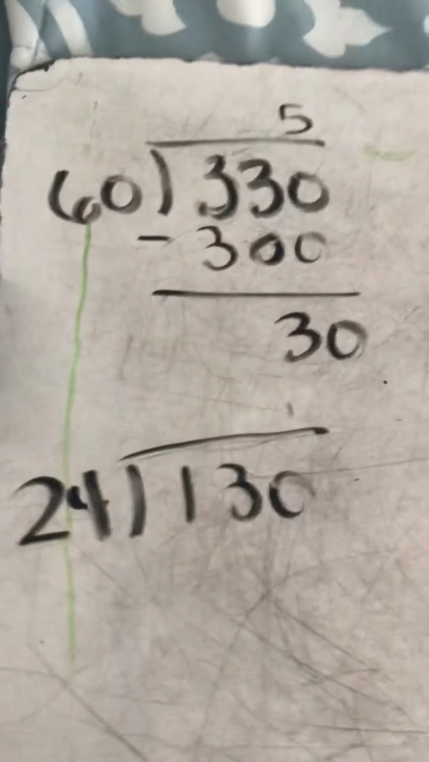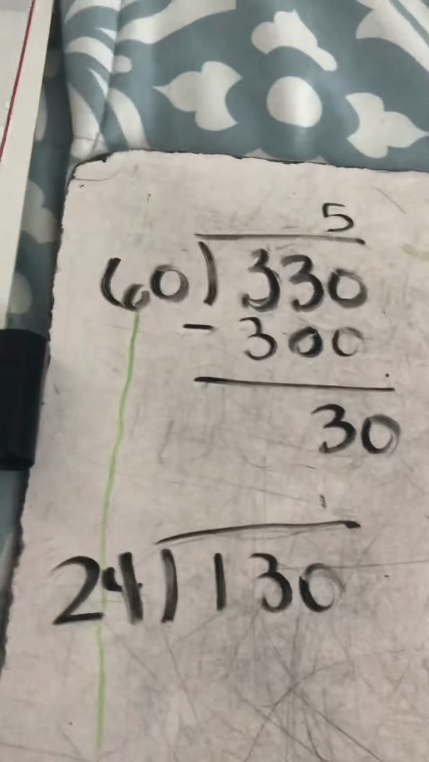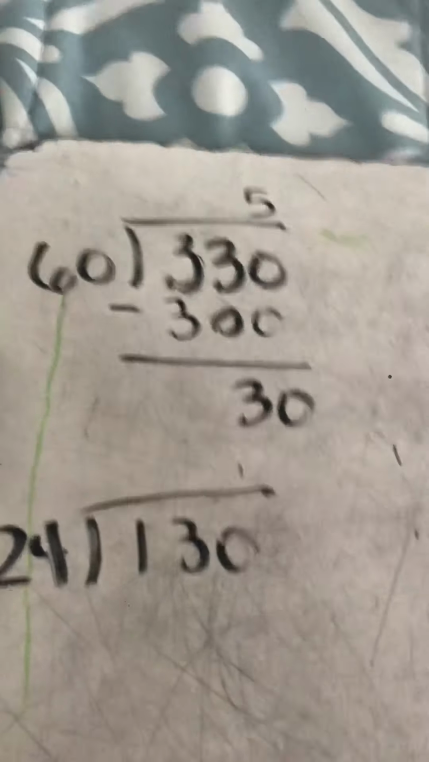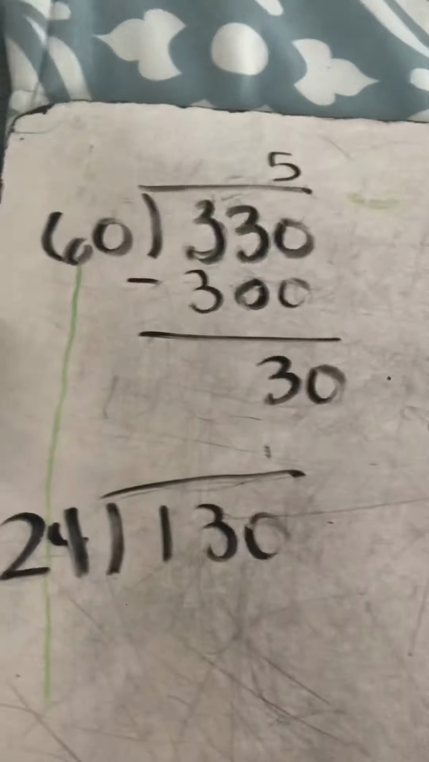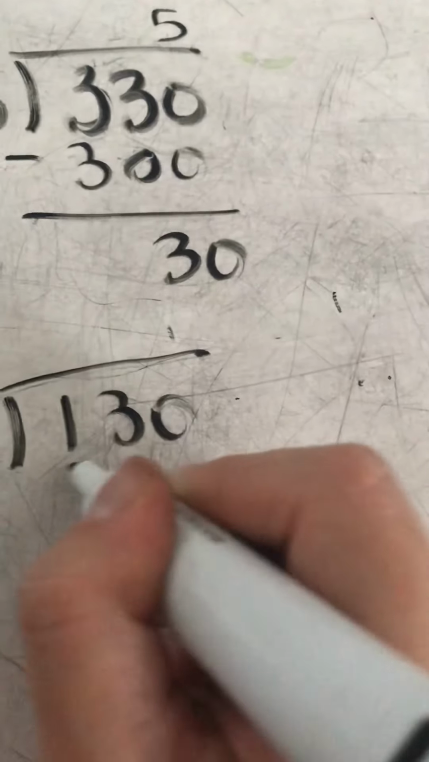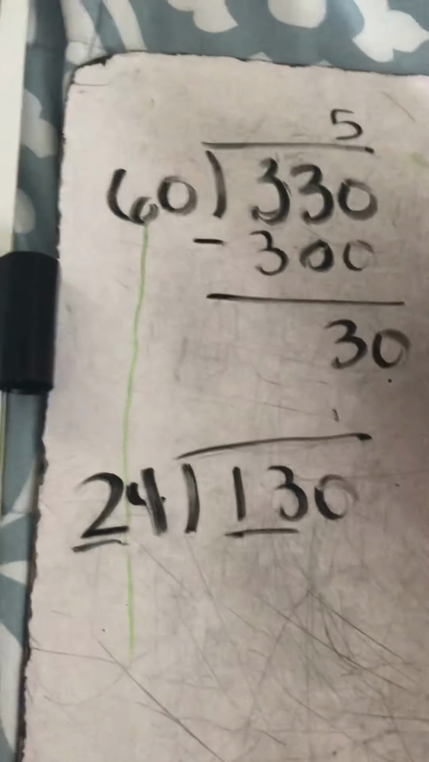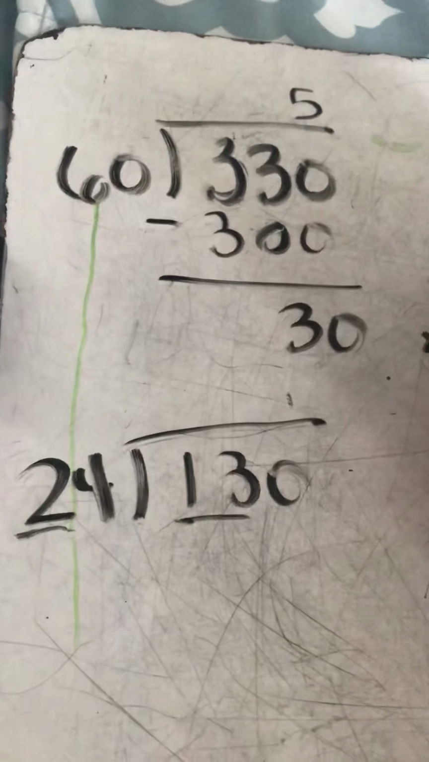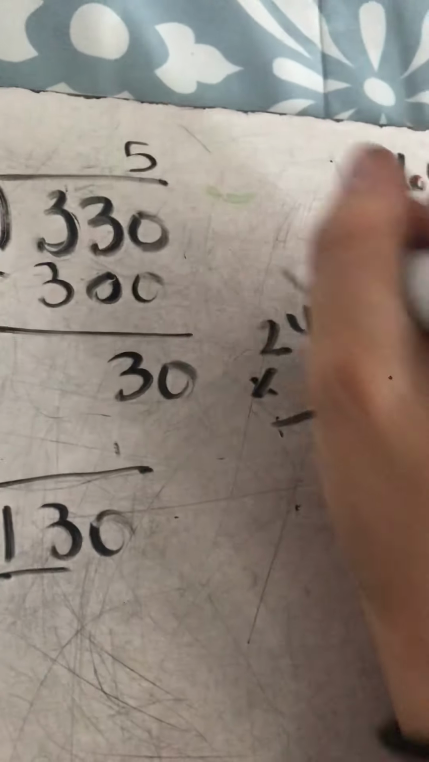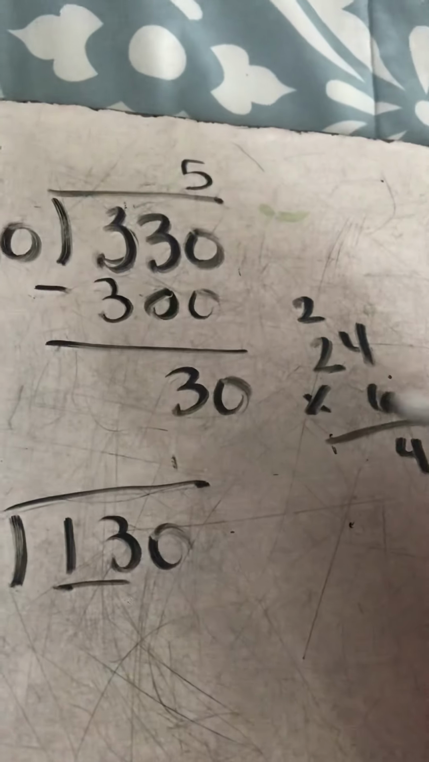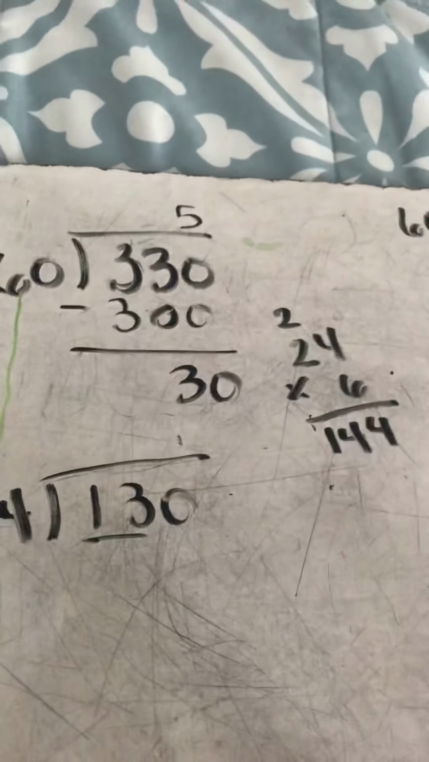24 cannot go into 1. 24 cannot go into 13. 24 can go into 130, and I don't know how many times. So I'm going to use our mental math skills that we talked about in class. I'm going to take this 2, and I'm going to ask myself, how many times does 2 go into that 13? And my answer will be 6. So then I try 24 times 6. 6 times 4 is 24. 6 times 2 is 12, plus 2 is 144. Oof, a little too big.